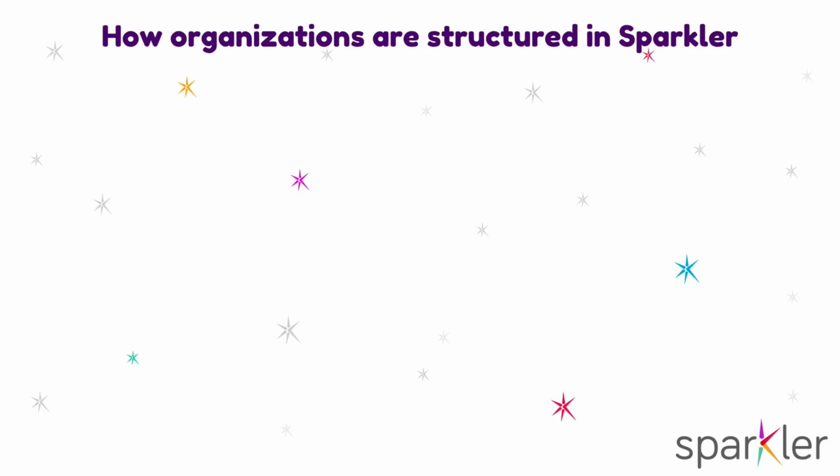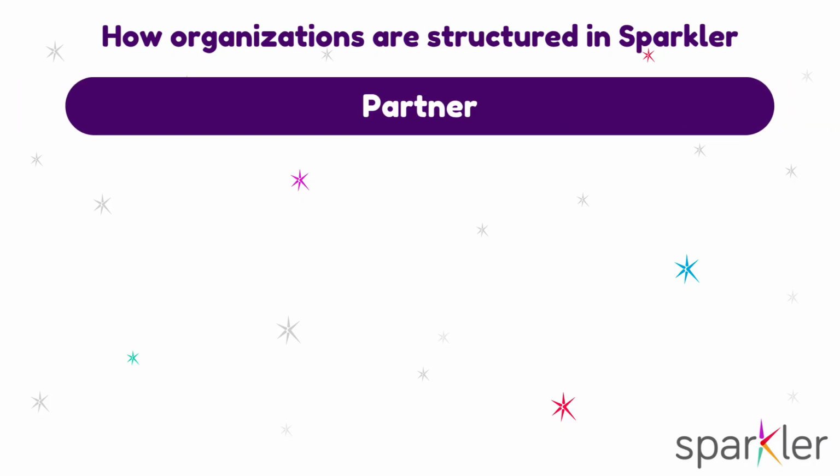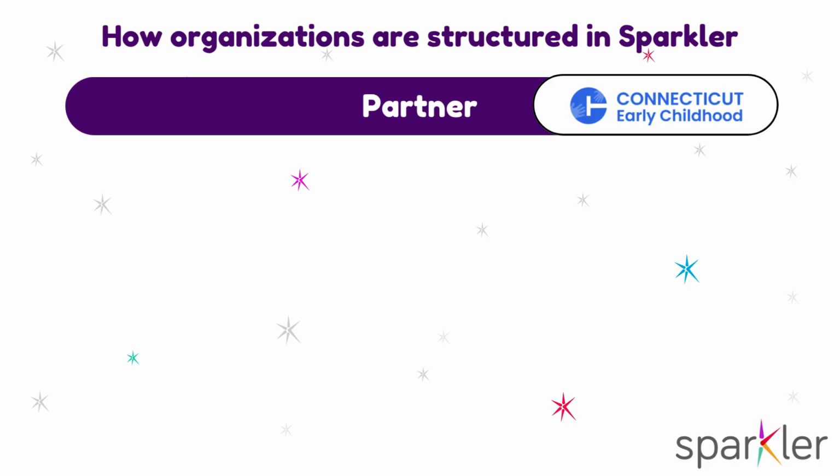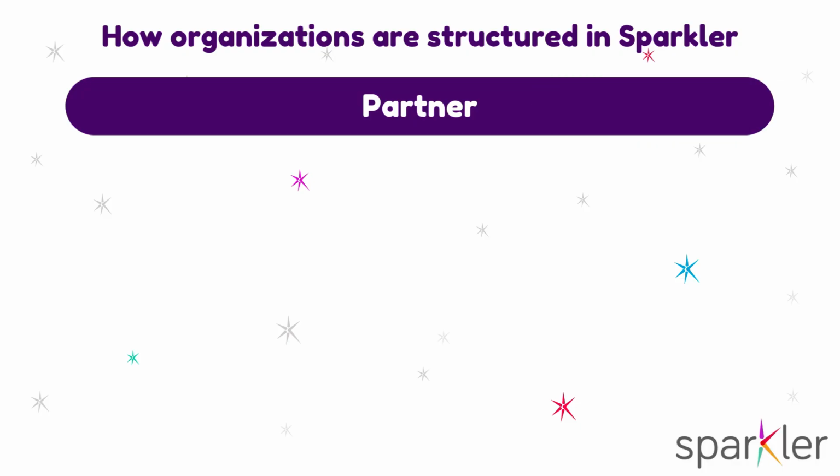Before we dive in, it's useful to understand how organizations are structured in Sparkler. The highest level is the partner level. This is the city or state that is sponsoring Sparkler for the families you serve. Connecticut was the first state where Sparkler was available statewide. In Connecticut, the state's Office of Early Childhood is the partner at the top of the hierarchy.